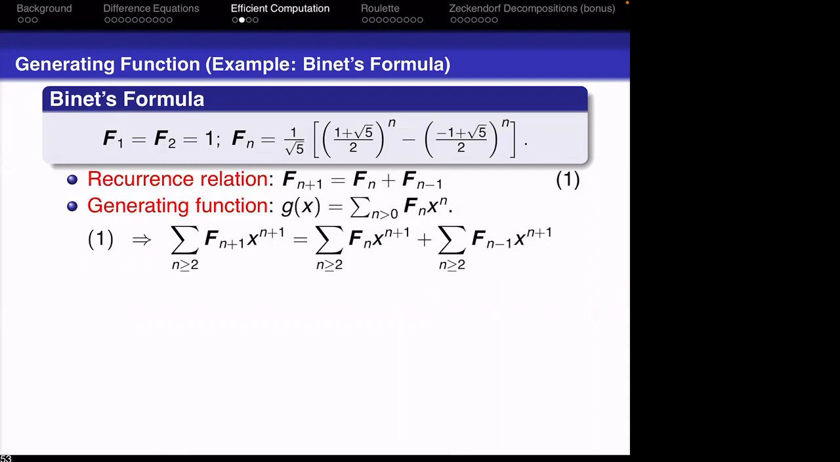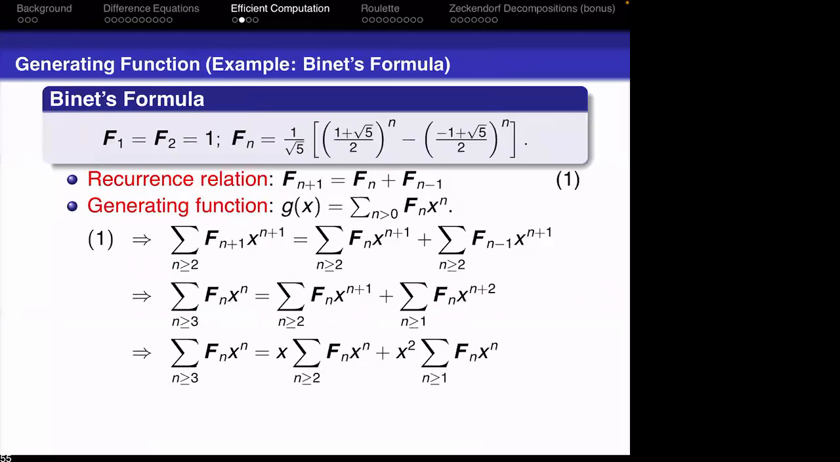So I want the power of x to be the same as the index. For the first one, I had f_n x to the n plus 1, so I pulled out an x. What should I pull out for the second one? X squared. And so when I do that, I'm first going to just clean up the summations, and then I'm going to pull out the x and the x squared.